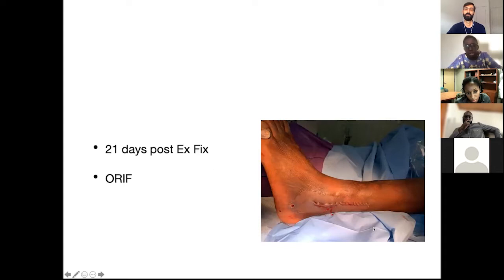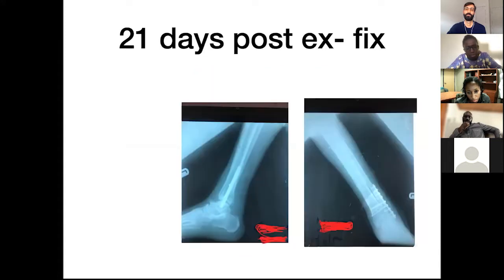So that was the wound. We avoided the wound from the initial injury. That was what we did with the one-third tubular plate. Next slide, please. You can see the pin sites, that of the X-Fix. Next slide. That was the post-ORIF X-ray. Not a very good quality, but this is what happened. The joint was adequately reduced. Next slide.